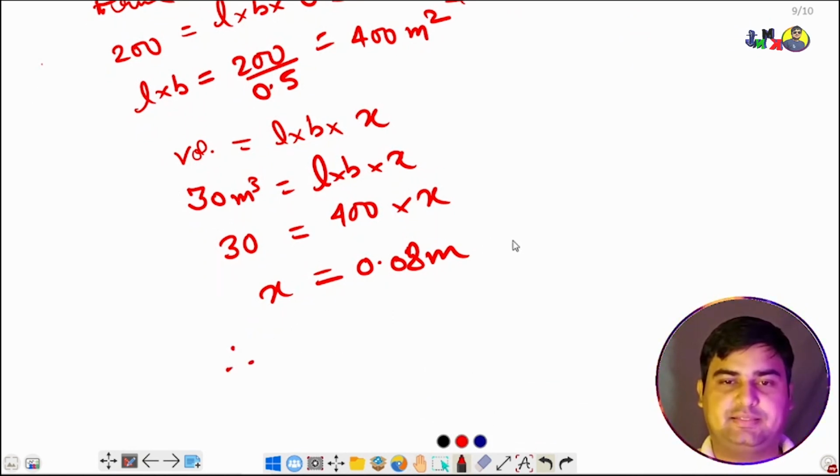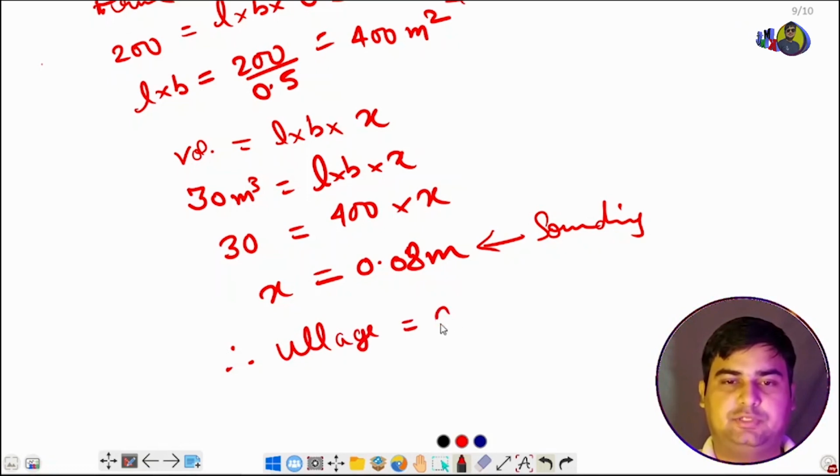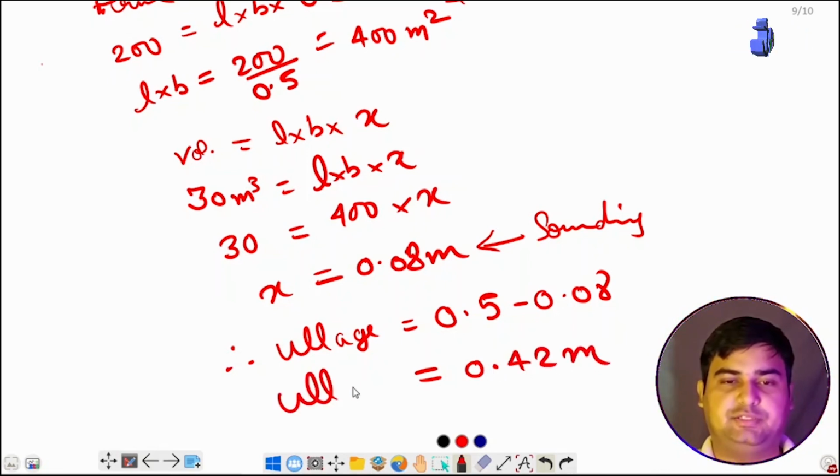Therefore this X is the sounding. Therefore ullage will be equal to 0.5 minus 0.08. This will be equal to 0.42 meters, that is the ullage. So this is the answer.